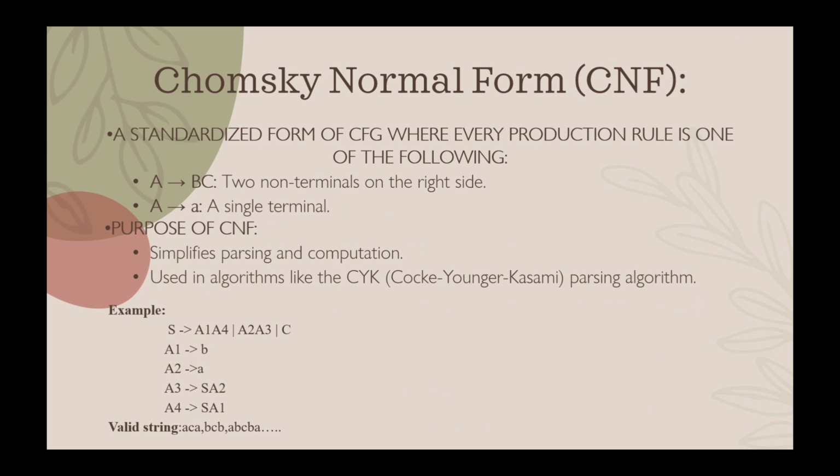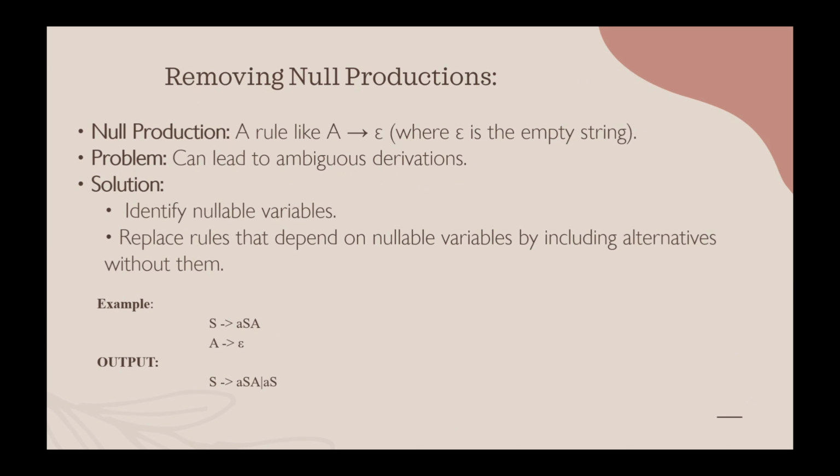Chomsky normal form: the grammar was transformed into CNF, where rules are standardized for efficient parsing. This form is crucial for algorithms like CYK parsing used in compilers. Removing null productions: null productions which generate an empty string were eliminated by rewriting rules while preserving equivalence. Here you can see the examples.